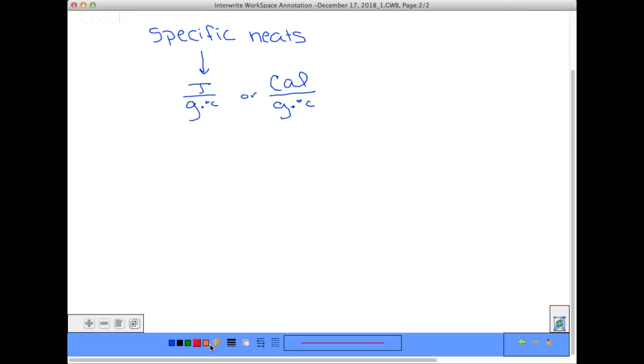So when I talk about understanding these conceptually, what you want to think about is if we had two different specific heats. So let's say that we have silver, and it has a specific heat of 0.233 joules per gram times degrees Celsius. And we have sodium, and it has a specific heat of 1.20 joules per gram times degrees Celsius.